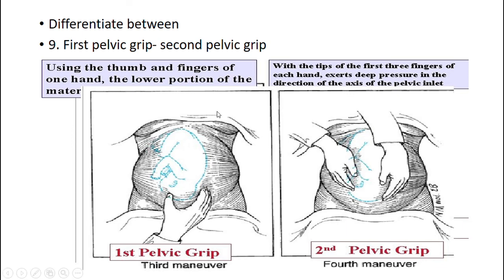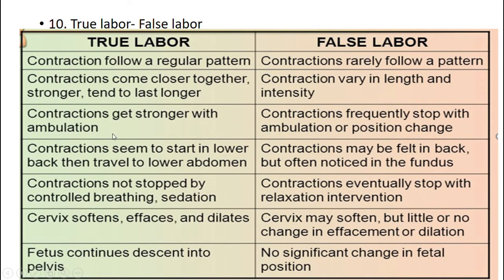Differentiate between the first pelvic grip and the second pelvic grip. Using the thumb and fingers of one hand, the lower portion of the uterus is grasped, known as the first pelvic grip. With the tips of the first fingers of both hands, exerting deep pressure in the direction of the axis of the pelvic inlet is the second grip.